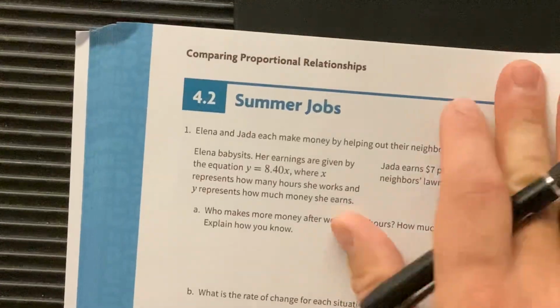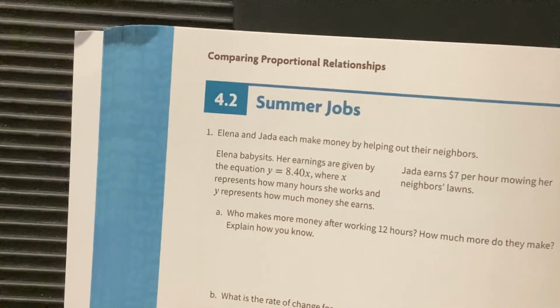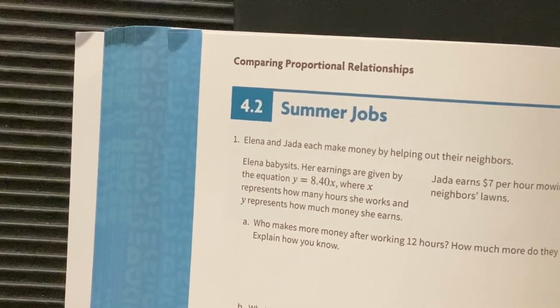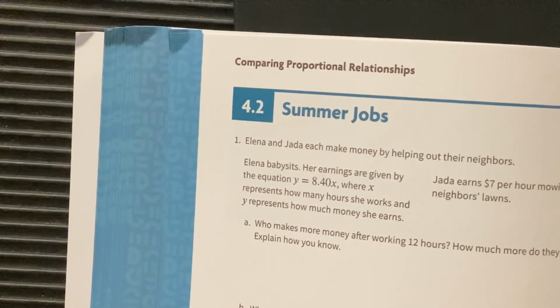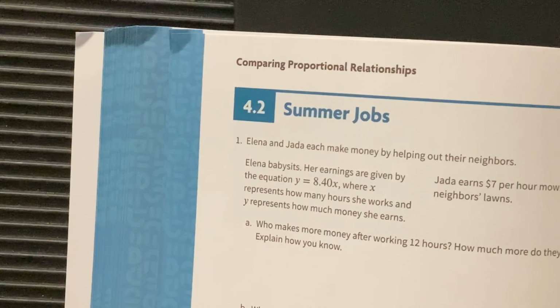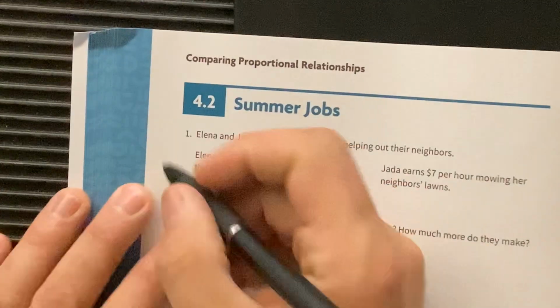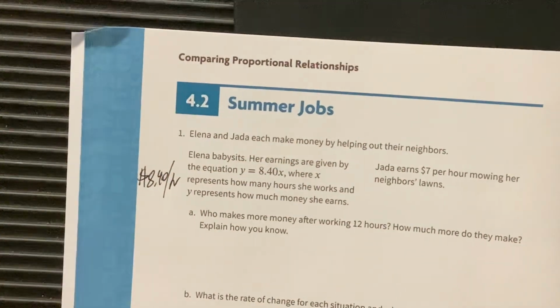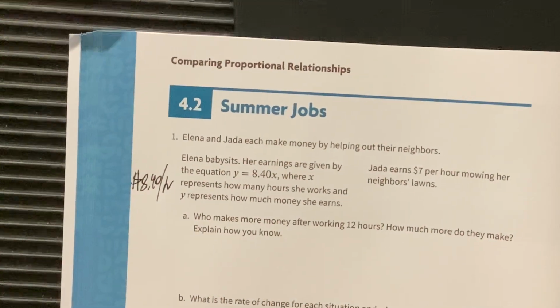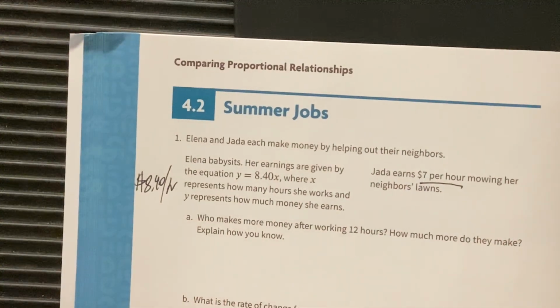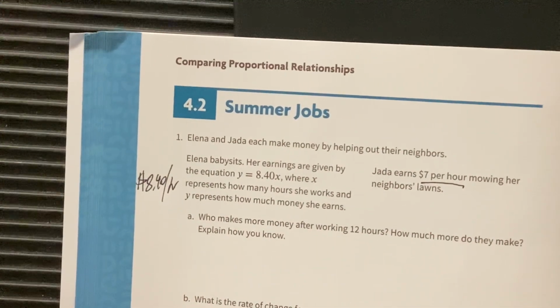Summer jobs, okay? Elena and Jada are making money. Elena babysits. Her earnings are given by that equation. Can you tell me how much Elena makes by looking at that? $8.40 per hour, right? So you can get that right from the equation. She makes $8.40 per hour babysitting. Jada makes $7. That one's just a description, so you can tell from the equation or the description. Either one is just fine.